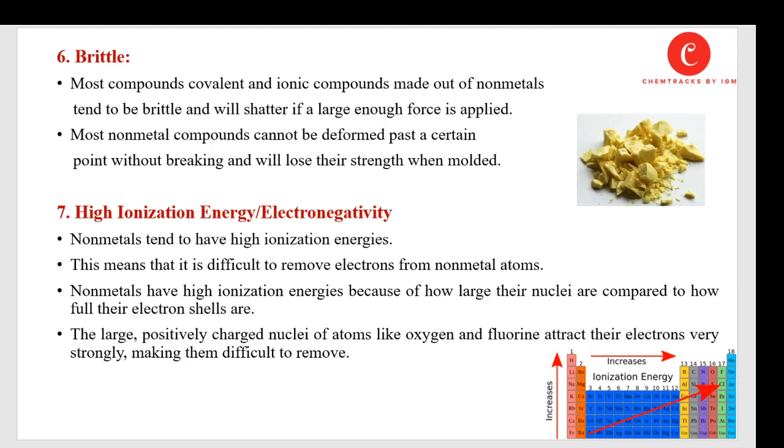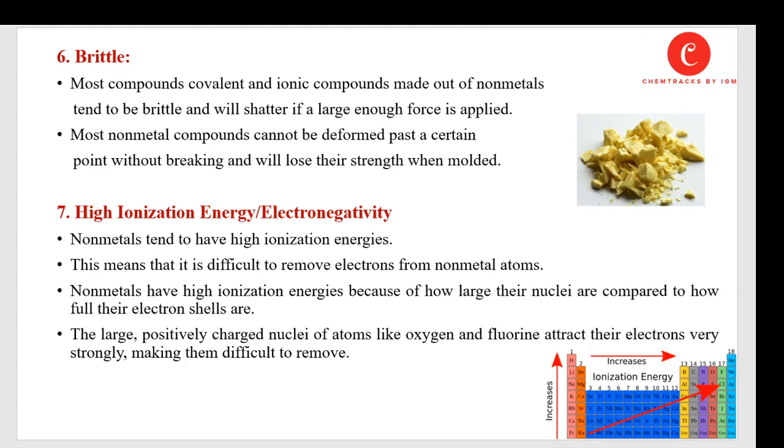Non-metals tend to have high ionization energies. This means that it is difficult to remove electrons from the non-metals. And non-metals have high ionization energies because of how large their nuclei are compared to how full their electron shells are. Because as atomic number increases from the left side of the periodic table to the right side, the atomic number increases.